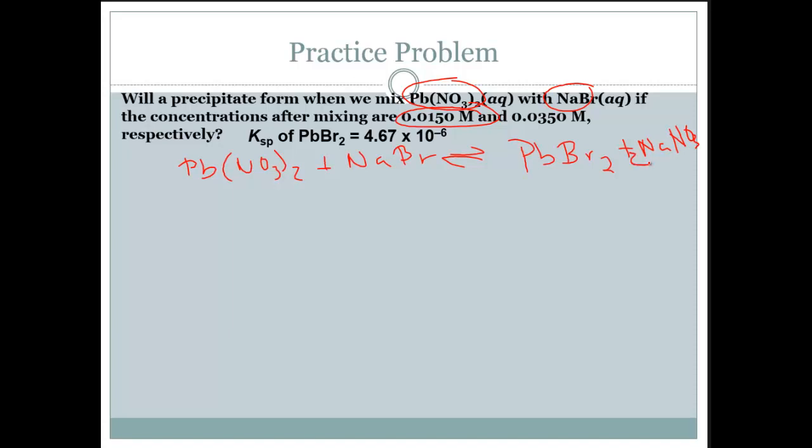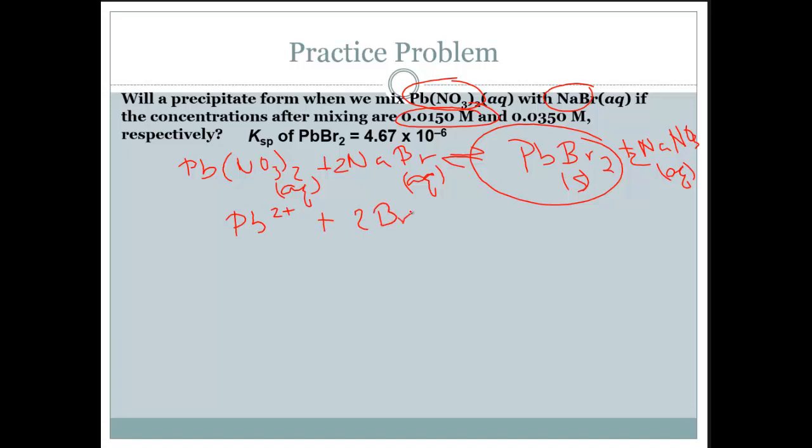However, you may remember from previous lessons that not everything is going to form a product. For instance, these are both aqueous at the beginning. The NaNO3 is aqueous, so those are our spectator ions. We want to write a net ionic equation for the solid of PbBr2. So lead 2 plus is reacting with 2 Br minus to produce PbBr2.